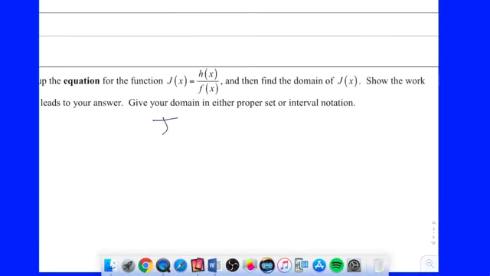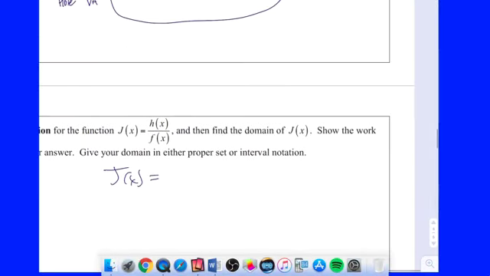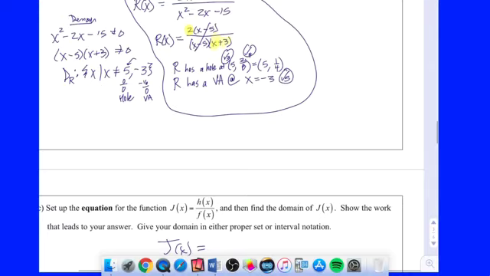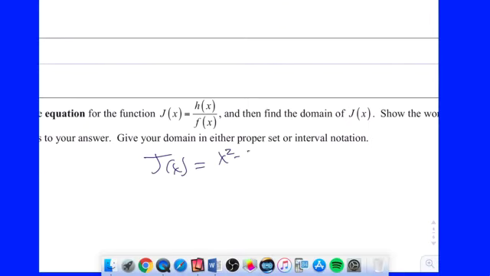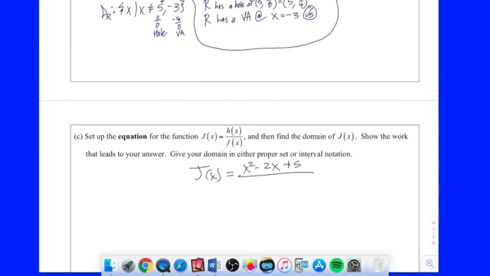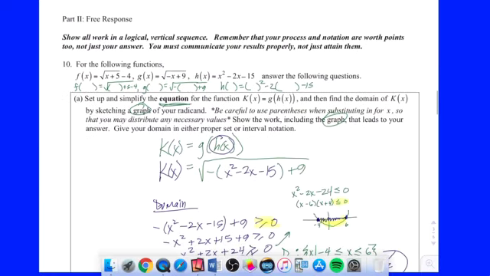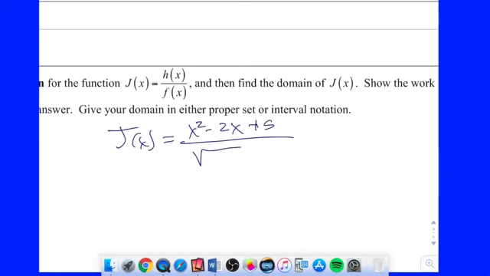All right, part C. Set up the equation for j of x. All right, so j of x is h of x again, which is x squared minus 2x minus 15, all over, for the first time, we have f of x, which is x plus 5 minus 4. All right, so now we need to find the domain.